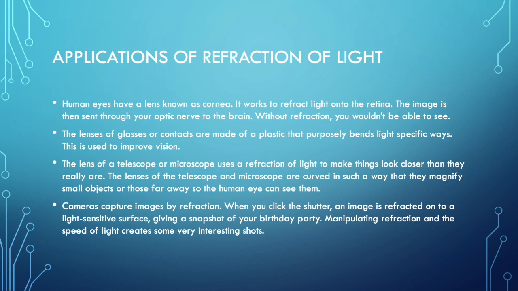In human eyes. Human eyes have a lens known as the cornea. It works to refract light onto the retina. The image is then sent through your optic nerve to the brain. Without refraction, you wouldn't be able to see.